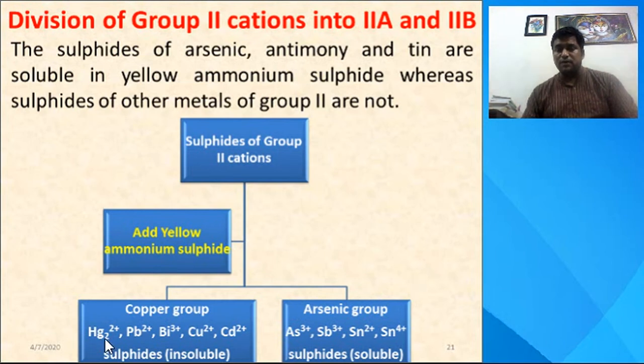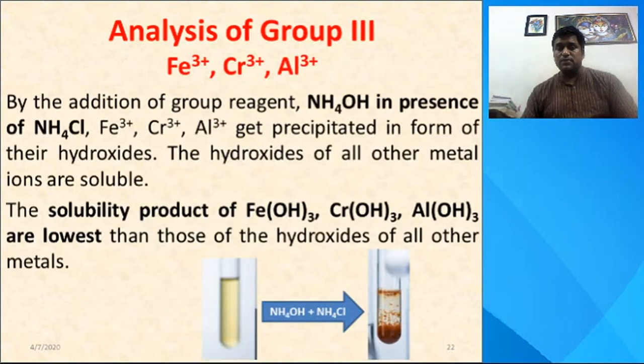Under the copper group, you have mercury, lead, bismuth, copper and cadmium. Their sulfides are insoluble in yellow ammonium sulfide. Under the arsenic group, the cations are arsenic, antimony and tin. Their sulfides are soluble in yellow ammonium sulfide. So that's how we are able to separate these second group cations.